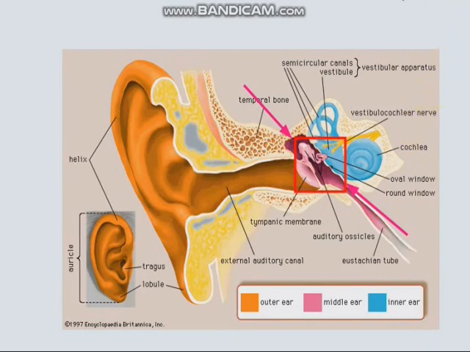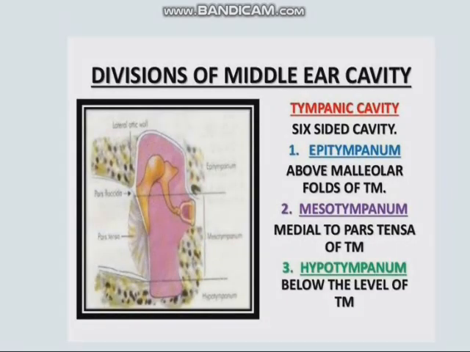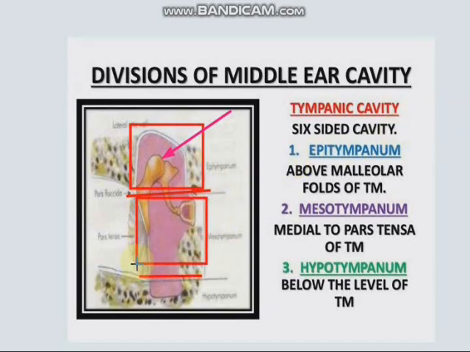We can divide it into 3 divisions: epitympanum, mesotympanum, and hypotympanum. Above the level of the malleolar fold, it is called the epitympanum. This is the epitympanum. Below the malleolar fold to the end of the pars tensa, it is the mesotympanum. This is the mesotympanum. Below the level of the tympanic membrane, it is called the hypotympanum. So these are the divisions.